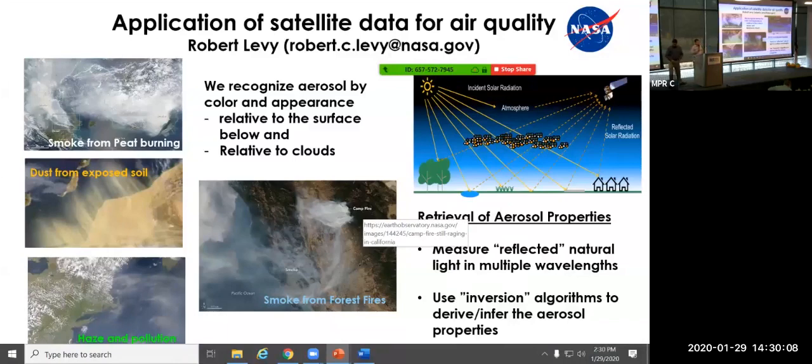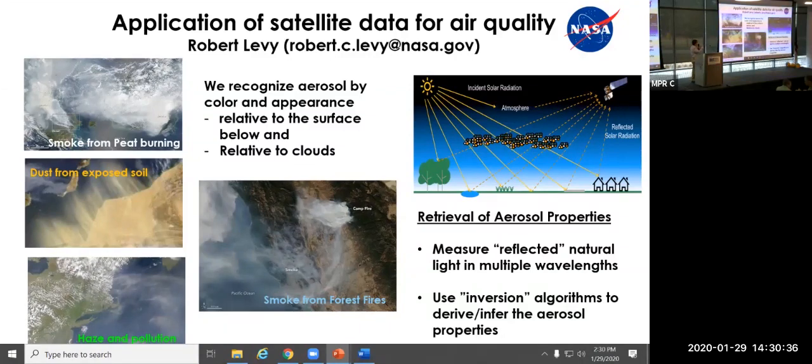So my name is Rob Levy, and I'm from NASA Goddard in Maryland. I happen to be working on satellite remote sensing of aerosols, which is our name for the particles in the entire atmosphere. I've been at Goddard for about 20 years, mostly working on this same project in its many different forms. So I'm talking about application of satellite data for air quality. And again, I'm talking about aerosols.